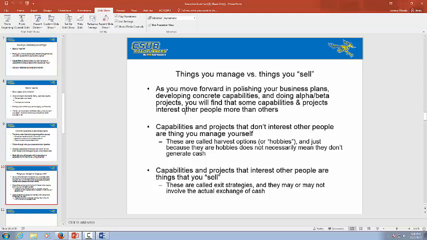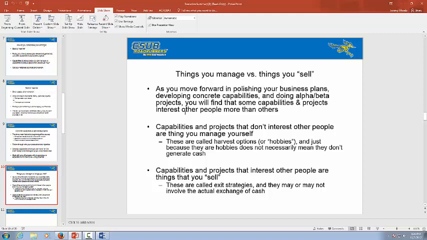And then finally, capabilities and projects that interest other people. If you describe your project to somebody, you describe your business to somebody, and you're finding that people are interested in being a part of it, that's something that you can, quote-unquote, sell. It's called an exit strategy. And the idea with an exit strategy is eventually you are no longer the one that's doing the managing of the business. That you hire somebody to come in and manage the business, or you sell the business to somebody else and they own it and manage it.